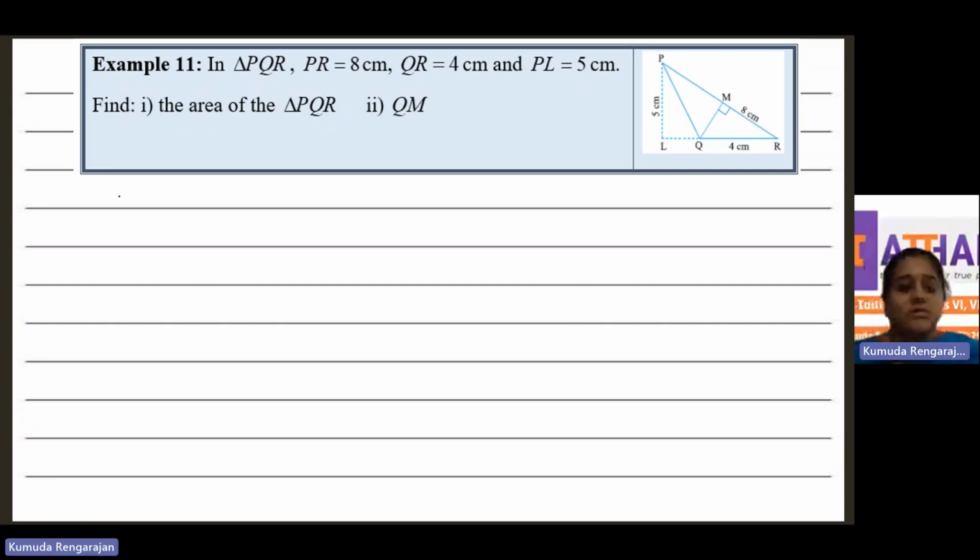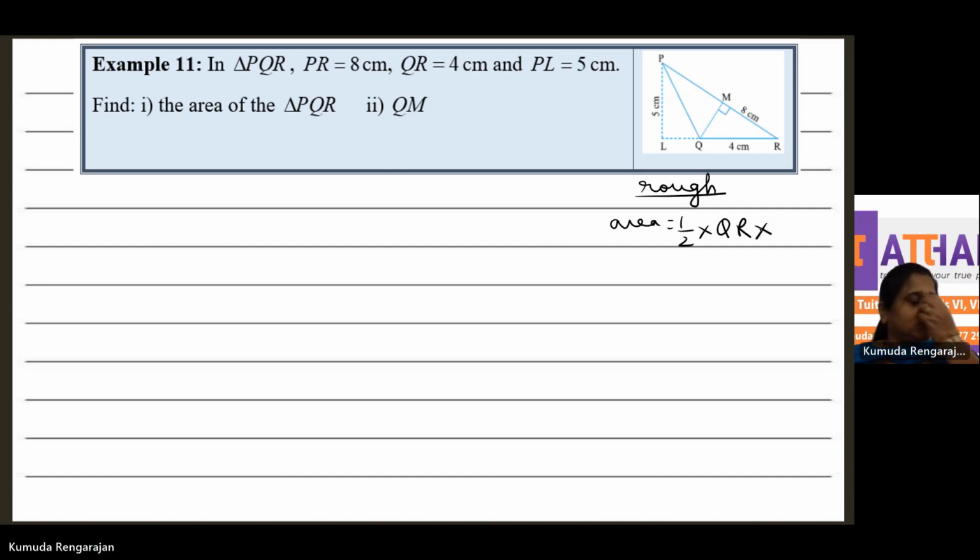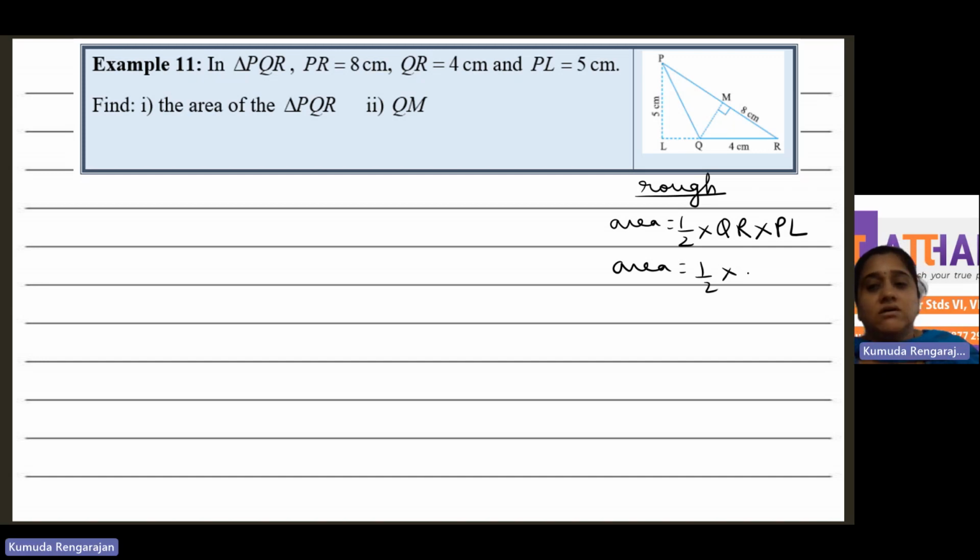Okay. So now, with the information given here, you can find the area using the formula half into base into altitude. If you take QR as the base, which is the altitude? PL is the altitude. Or if you take PR as the base, which is the altitude? QM is the altitude.